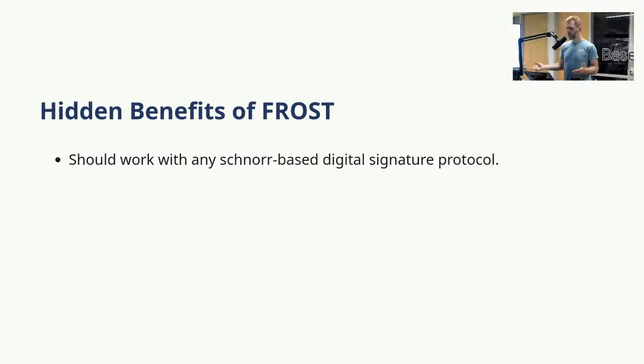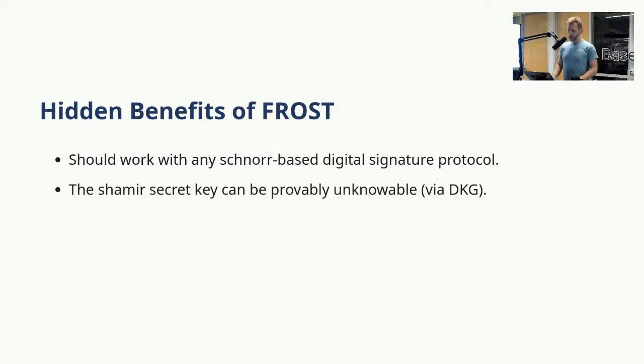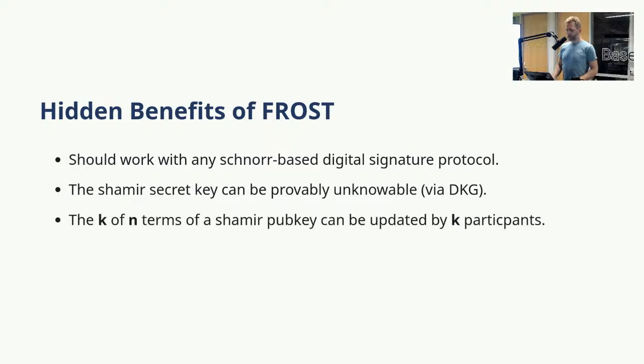So Frost is kind of a protocol for doing this stuff, not just with Bitcoin, but with any other cryptography protocol that's based on Schnorr. Also, the Shamir secret key can be provably unknowable. And this is something that we're going to get into with what's called distributed key generation. So you can have a group of people collaborate to create a secret that nobody knows, but you can use that secret to actually sign stuff. So I think that's pretty cool and sort of magic. But we're going to get into how that actually works.